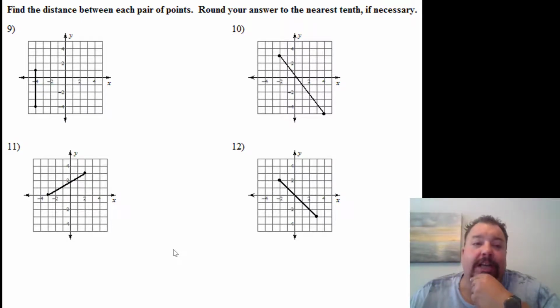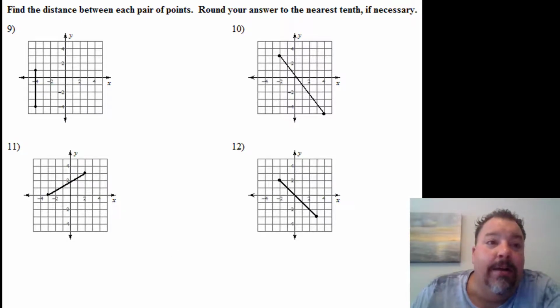So first off, if it is a vertical or horizontal line, like we have for number 9, that makes it easy to find the distance between 2 points because we can just count the spaces. 1, 2, 3, 4, 5.